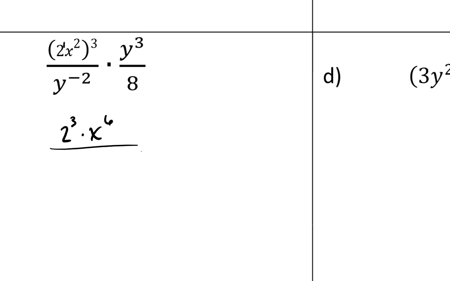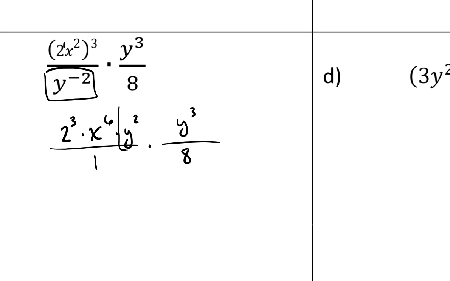The other thing I'm going to do is move these 2 factors, that's y to the negative 2nd. I'm just going to bring it up here and make it y to the positive 2nd power, and recognize there's now a factor of 1 left behind in the denominator. And then over here I've got this y cubed over 8. So bringing these things together, y squared times y to the 3rd is y to the 5th power.